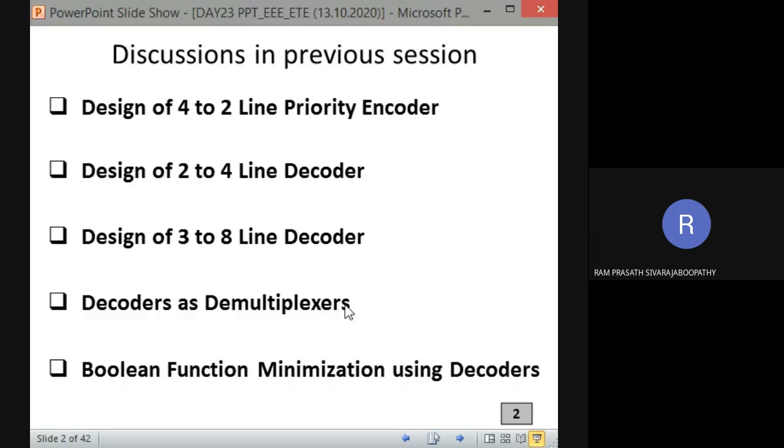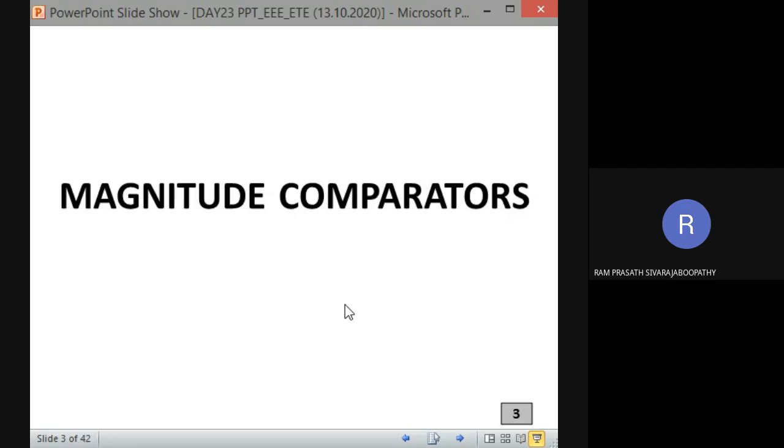Now we will move to today's session. In today's class, we are going to discuss magnitude comparators. Can you people type it in the chat? What is the purpose of this circuit? Any idea? The name itself indicates it. Comparator means what? What does a comparator usually do? See, we have the answer in the name itself. Yes, to compare, very good.